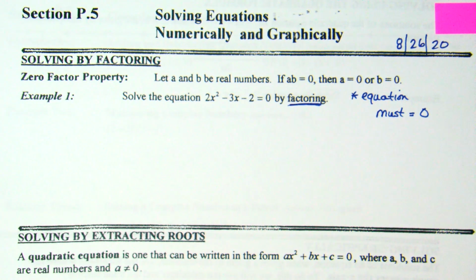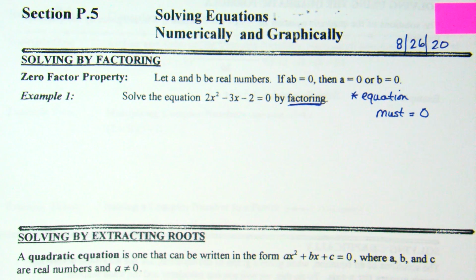What's your thought? We can't put, so Stella said put the 2 on the outside and split up the x's. We can't do that because if we're going to put the 2 on the outside, that means there's a GCF of 2. And there's not a GCF of 2. Our brains are blank, aren't they? Can we just add the 2? Nope. We want to leave it equal to 0.